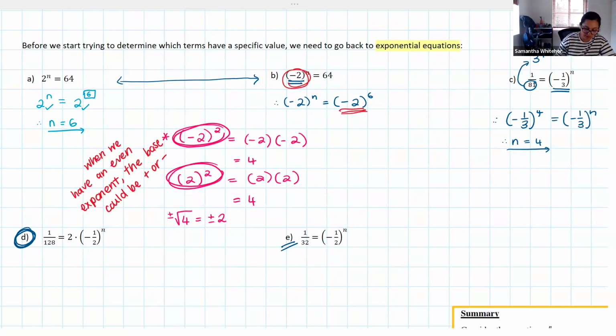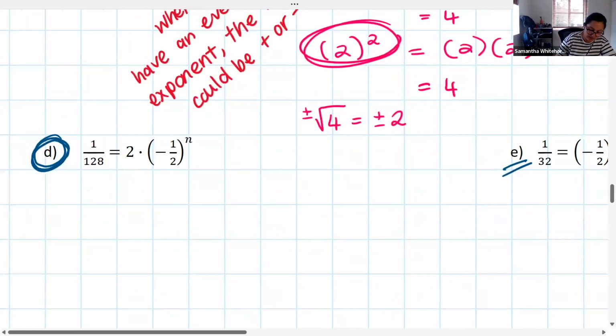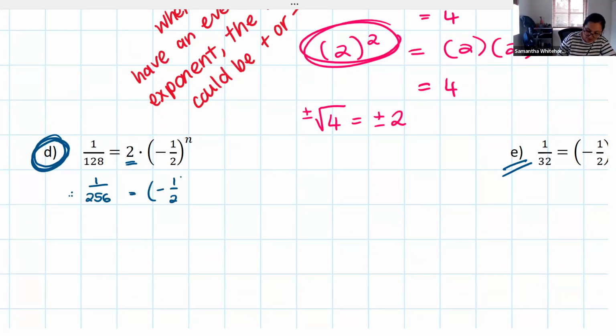Okay, guys, let's have a look. So first thing that I want you to notice is that there's this coefficient of 2 here. Now, if we don't like it, divide it away. So if we divide both sides by 2, we end up with 1 over 256 is equal to negative a half to the power n. Now we have one term on either side. That coefficient is gone. It's not giving me a problem. I can go and solve for n.